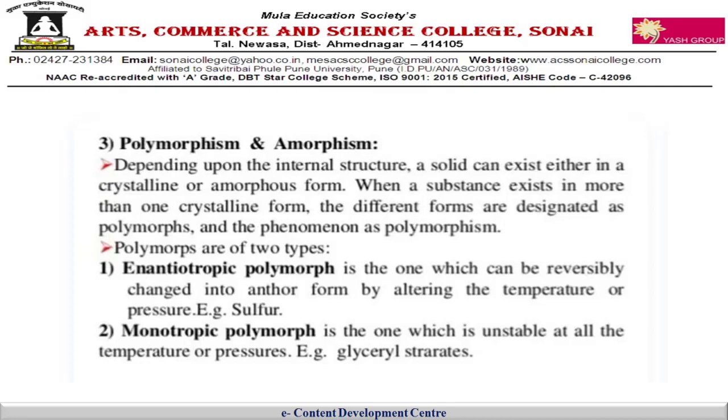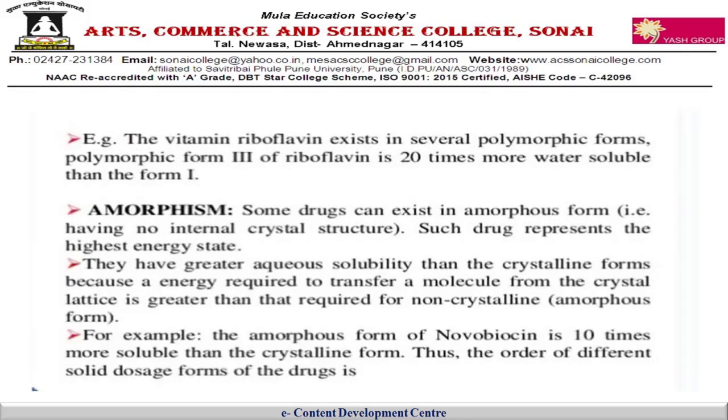For example, glyceryl stearates. And in the next example, the vitamin riboflavin exists in several polymorphic forms. Polymorphic form three of riboflavin is 20 times more water soluble than form one.